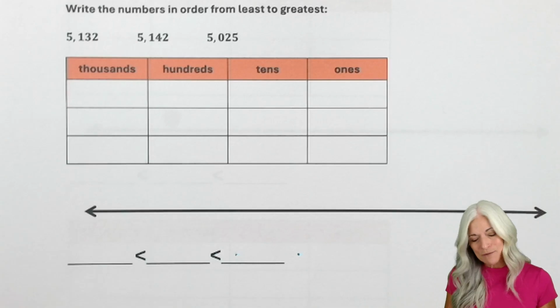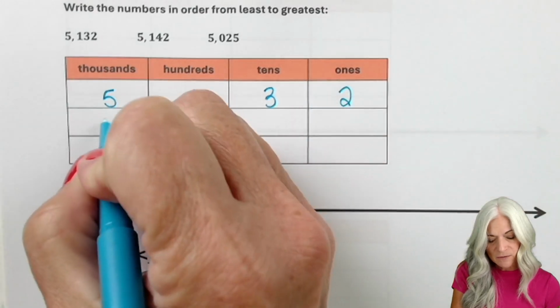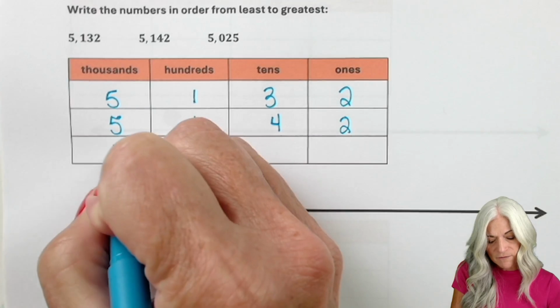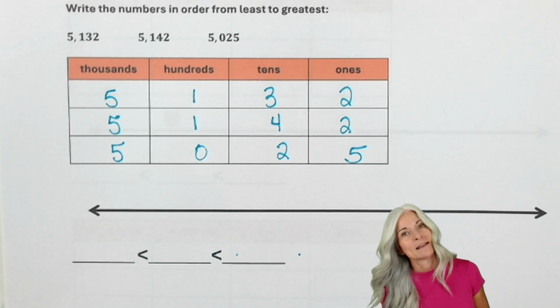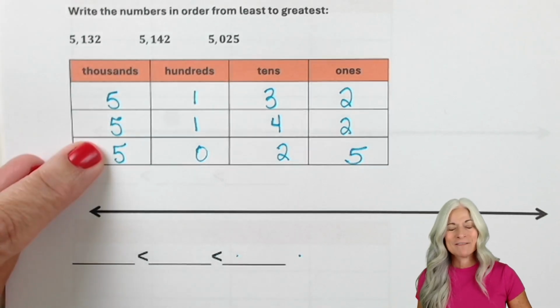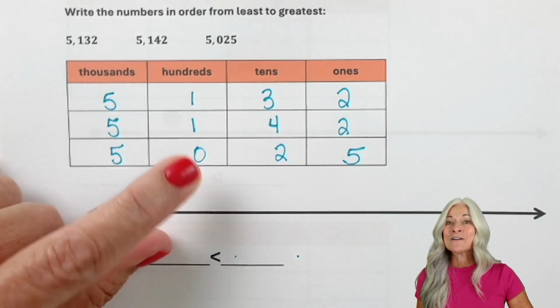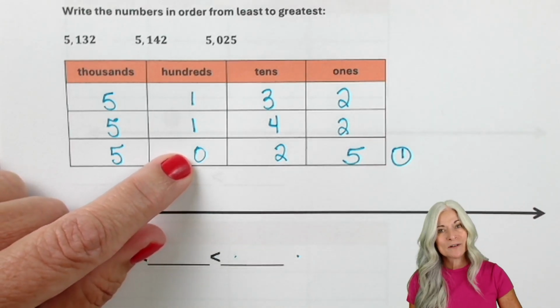Okay, so I'll start with the place value, 5,132, 5,142, 5,025. Okay, largest place value first. They've all got a 5 in the thousands. So then we move to the hundreds. Oh, this one has a 0. So that's number 1. That's our smallest number.